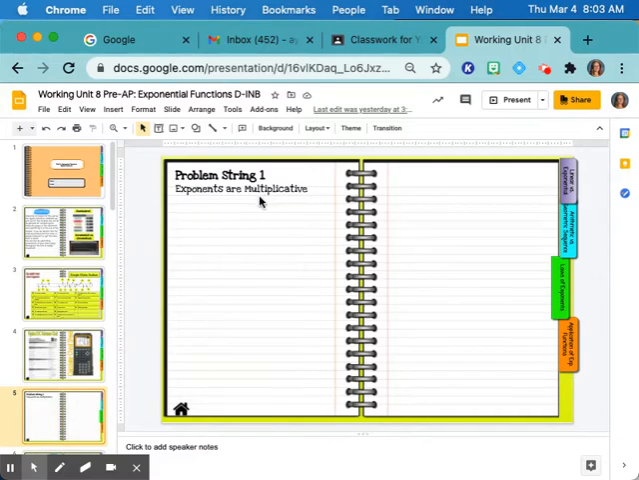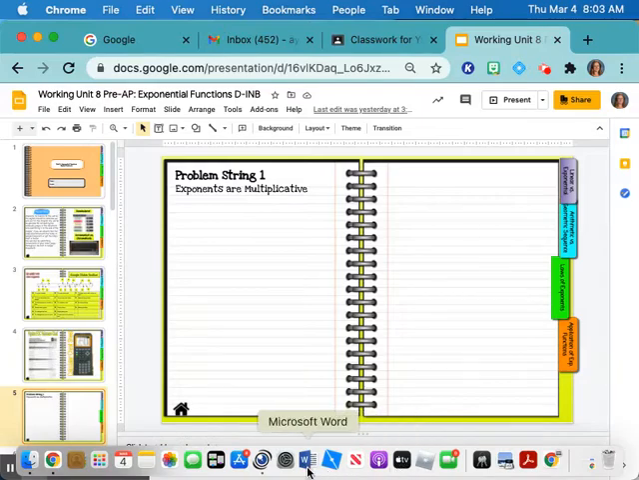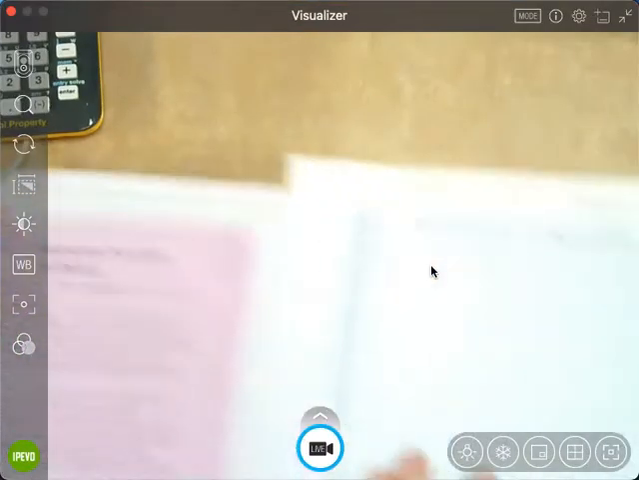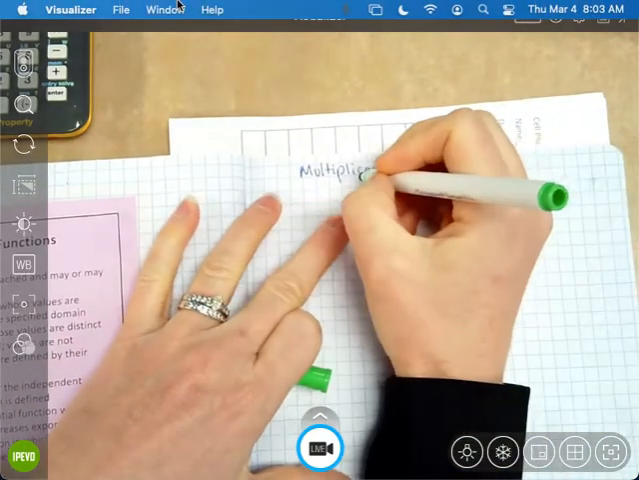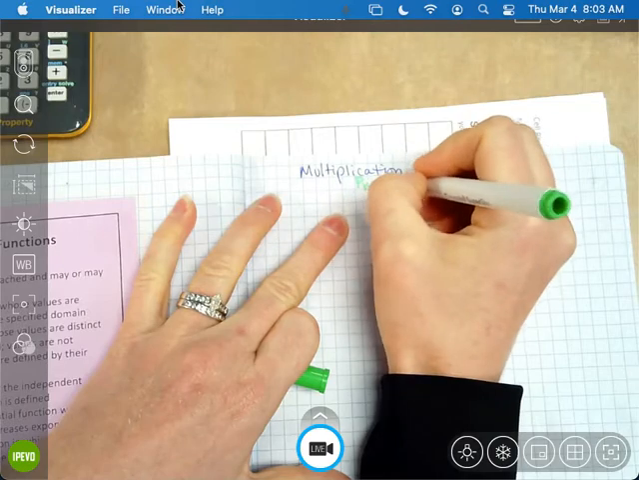Slide 5, a lot of things are going to be in our composition book, and you'll just upload a picture in your journal. So let's start out with problem string 1. A problem string is just a series of different problems, and they're basic problems that will lead us to some sort of conclusion. So we are starting with exponents as our multiplicative. I'm going to open up my journal. I just put this up at the top, multiplication and exponents, and I'm going to put problem string 1.